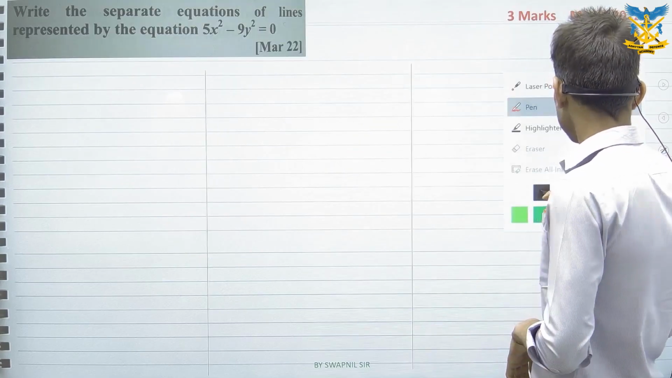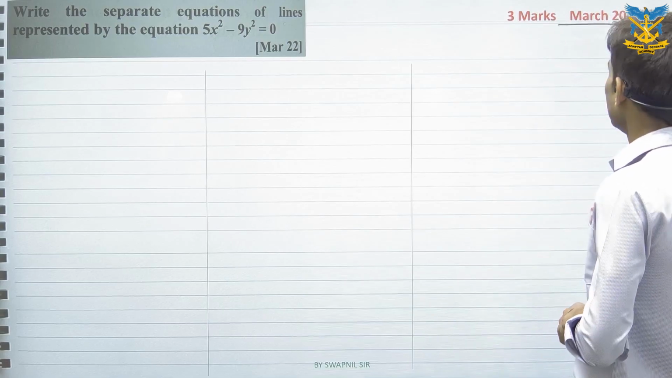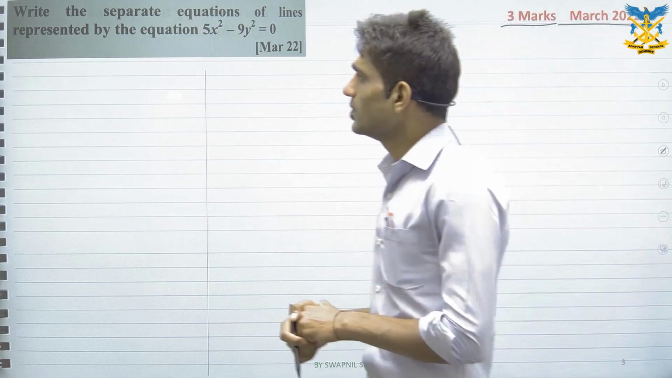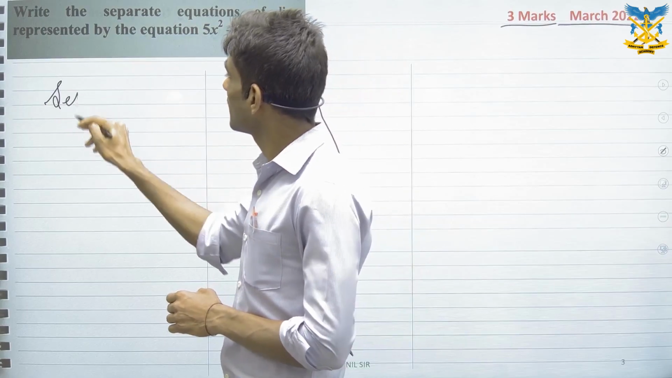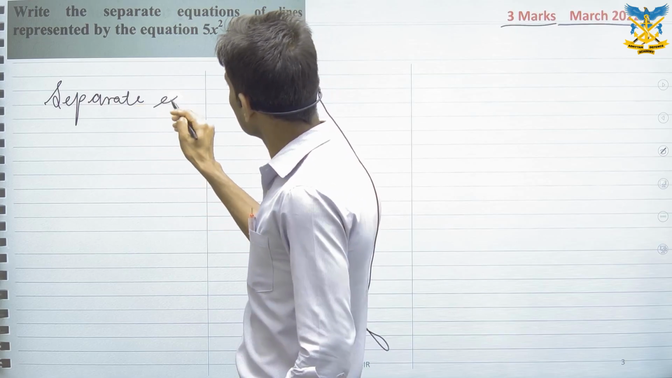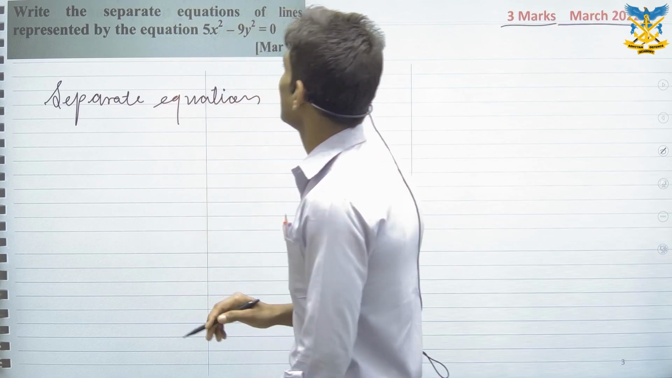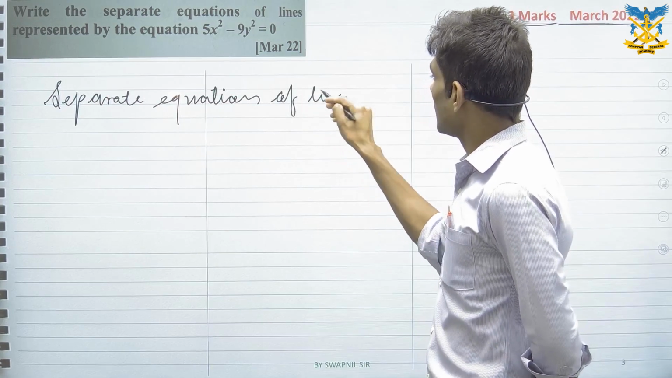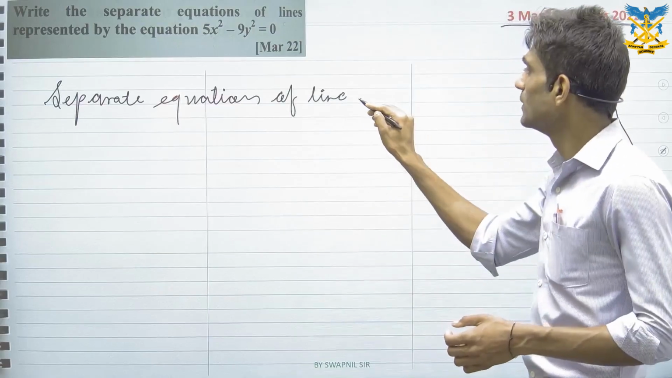Now let's move to another question from the March 2020 board exam question paper, asked for 3 marks. The question says: write the separate equations. We want the separate equations of the lines. Now we have to prove the converse part of the previous theorem, so that we get the separate equations of the lines.